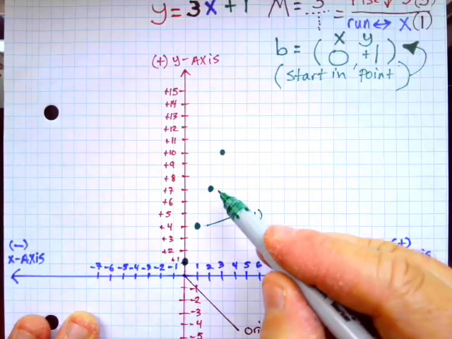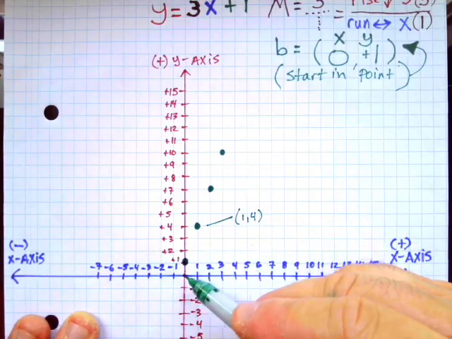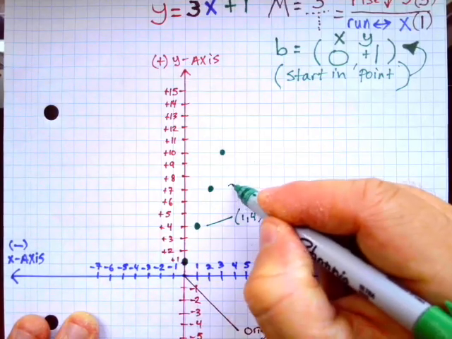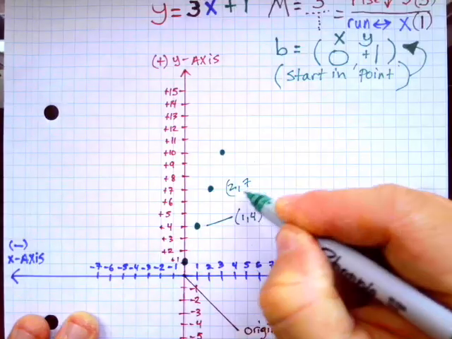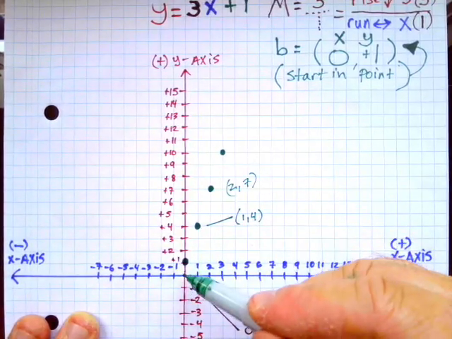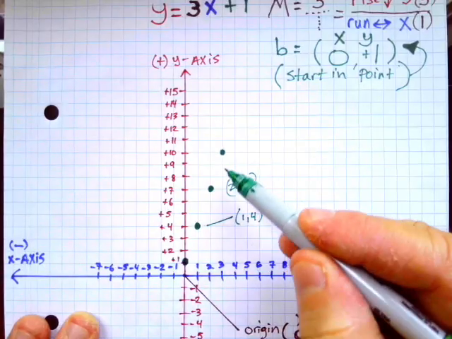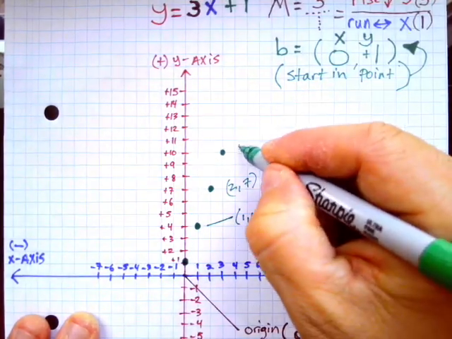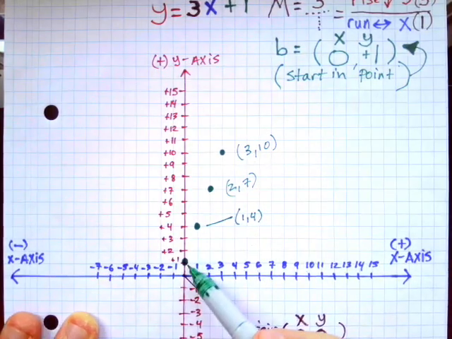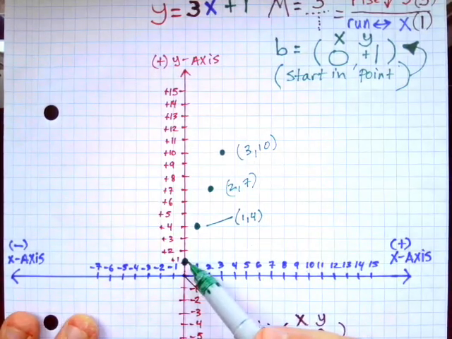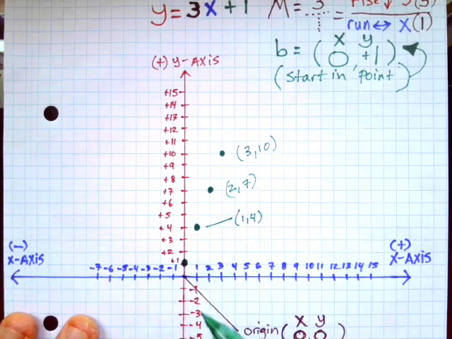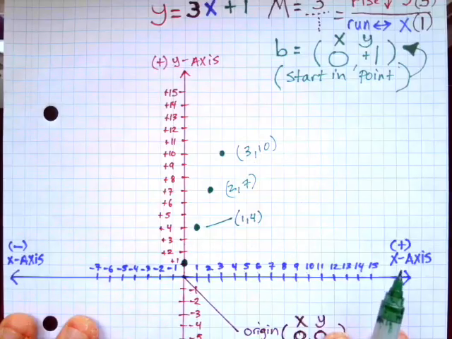This plot point here would be starting at the origin, over 2 on x, up 7 on y. So 2, 7. And this ordered pair right here, starting at the origin, I go over 3, I go up 10. 3, 10. And of course, we know this is where the graph is going to cross the y-axis, at 0 for x, 1 for y. Hey, that is our y-intercept.